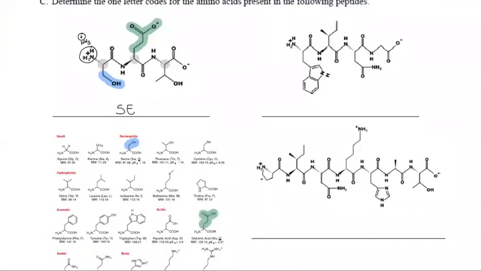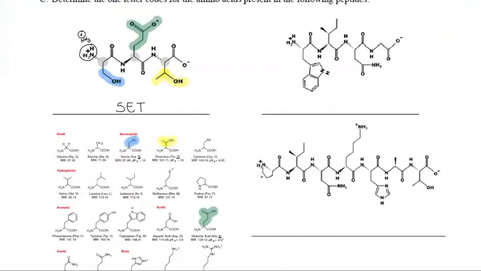Next one. CH, CH3OH. That is this one. CH, OH, and CH3. So that is threonine, and the 1-letter code is a T. So this peptide spells the word SET.